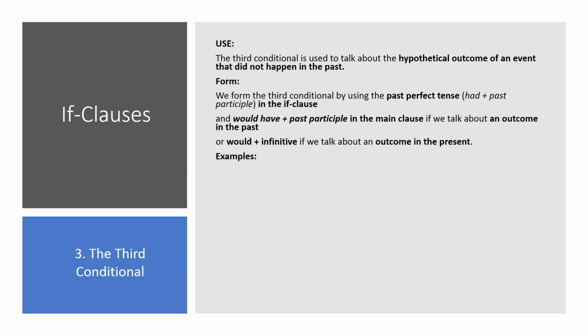So either we use would have plus the past participle in the main clause if we talk about an outcome in the past, or we use would plus the infinitive if we talk about an outcome in the present, because something that did not happen in the past could either have had an effect on the past or on the present. Okay, let's look at the examples, starting with the famous one by the singer Adele.